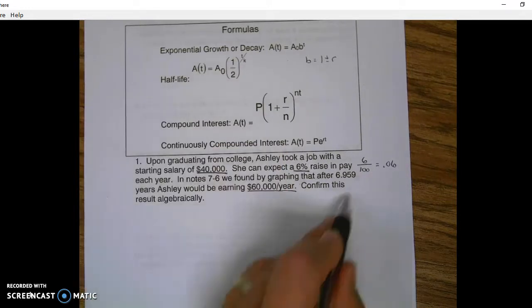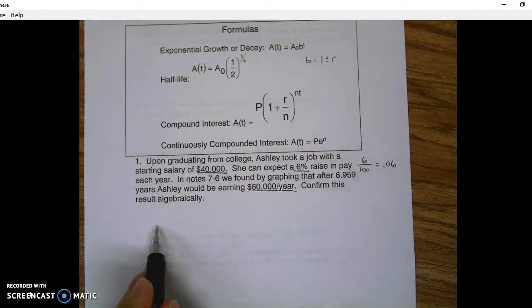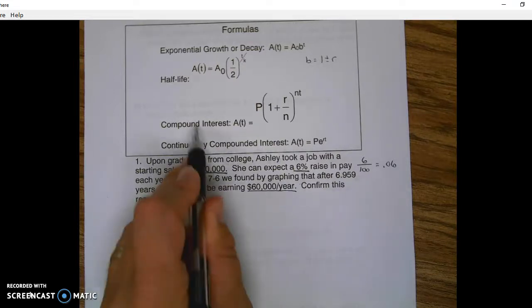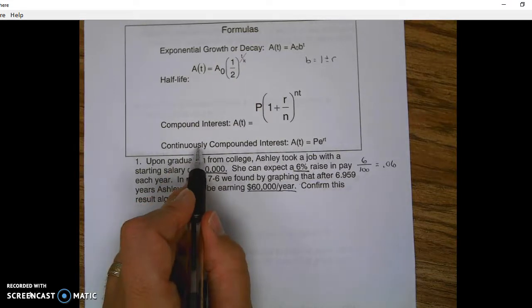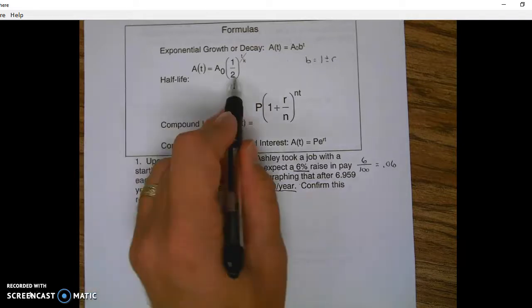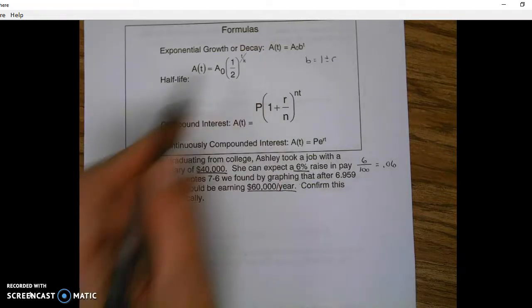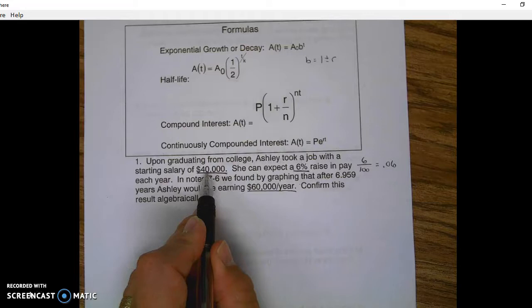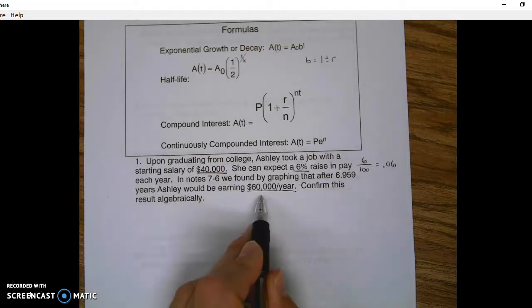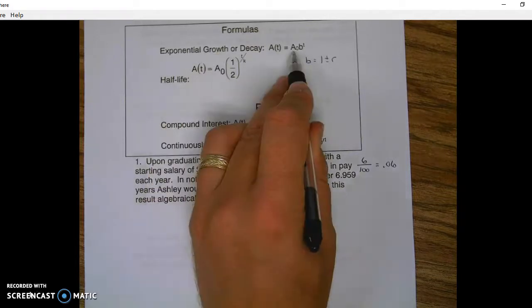Notice it doesn't have the word compounded in here anywhere. So it wouldn't be either of these two. And it's not shrinking. It's not a decay. It's growing. She started off at 40,000 and she ended up with 60,000. So it's a growth. So we're going to be using this formula right here.